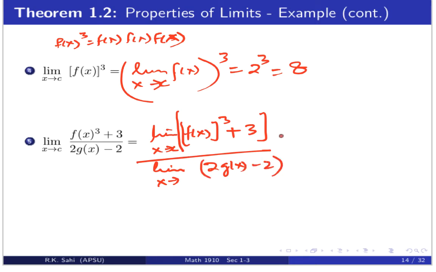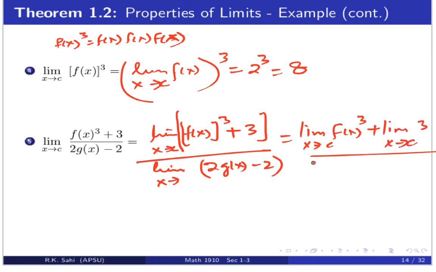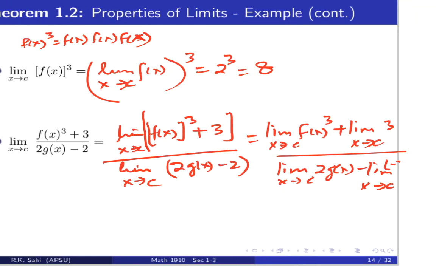Then you go inside and apply the limit properties: the limit as x approaches c of f(x)³ plus the limit as x approaches c of 3, over the limit of 2 times g(x), remember, we can take the 2 out, minus the limit of the constant, which is minus 2.